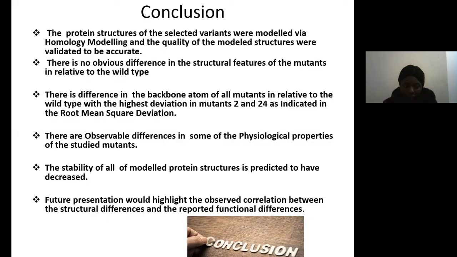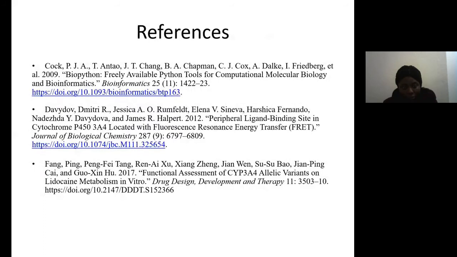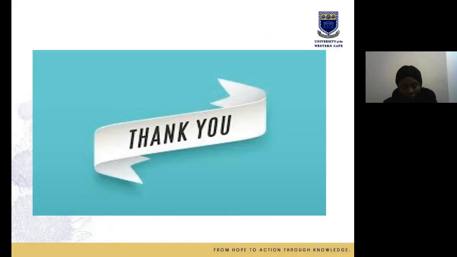Future presentations would highlight the observed correlation between the structural differences and the reported functional differences. My references. Thank you.